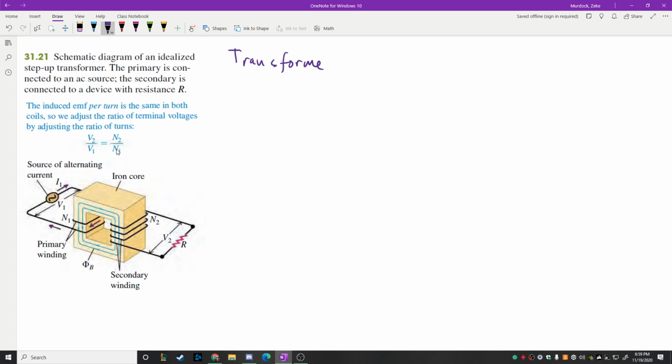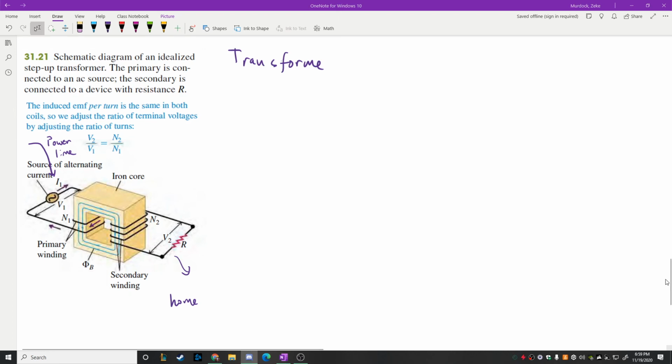So what you have is two windings of coils. On the left-hand side, you have some kind of source of alternating current. And on the right-hand side, in this case, it's just connected to a resistor. The way you can think about it is that this is power coming in from the power company. So this is like a power line, and then this would basically go off to a home.